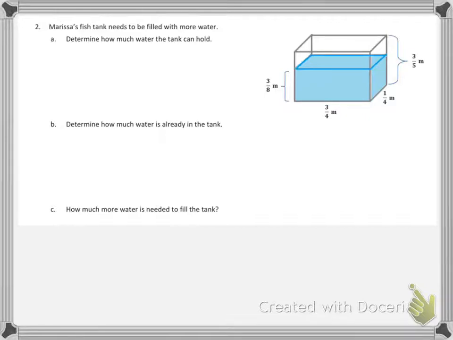Okay, number 2. Marissa's fish tank needs to be filled with more water. Determine how much water the tank can hold. That's the volume of the entire tank. So let's do that first. Volume of the entire tank.